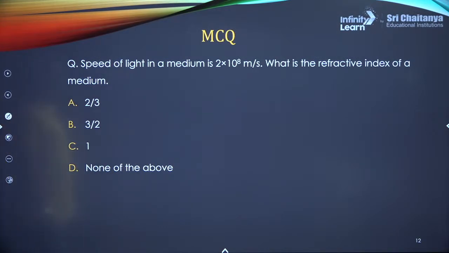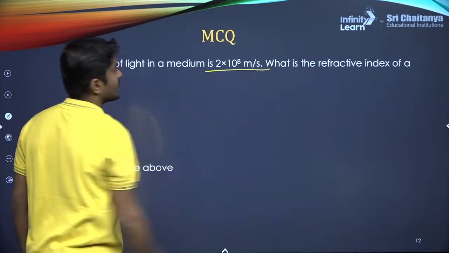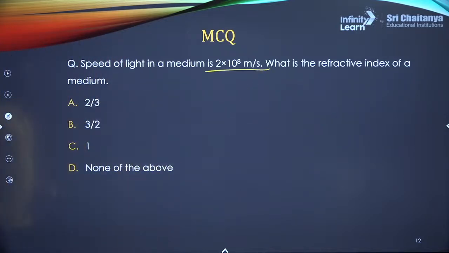Now solve this. The speed of light in a medium is this much. So what is the refractive index of that medium? Can you calculate?